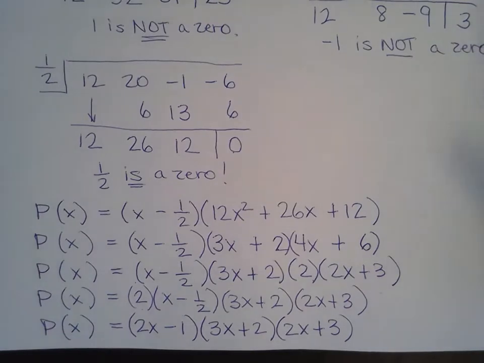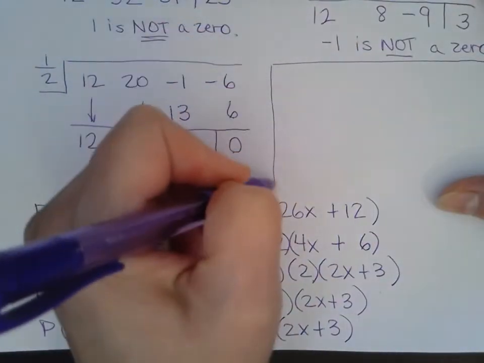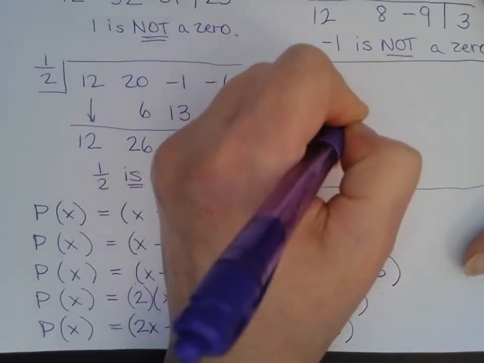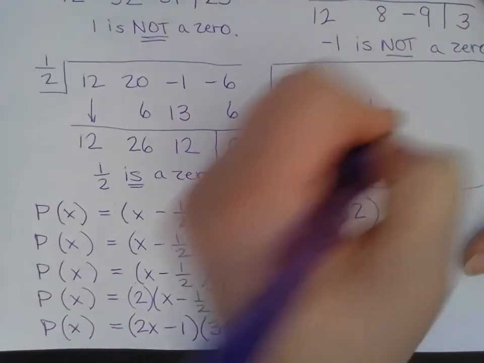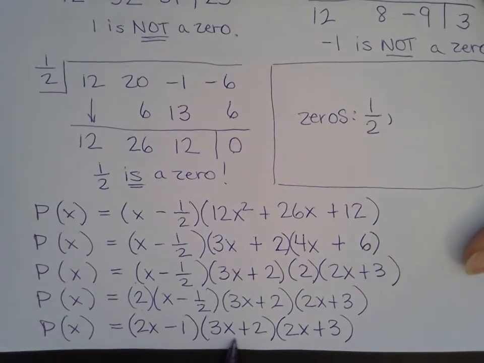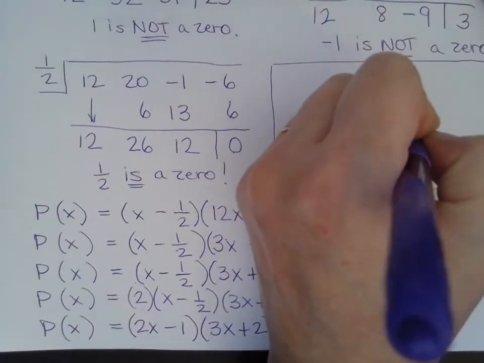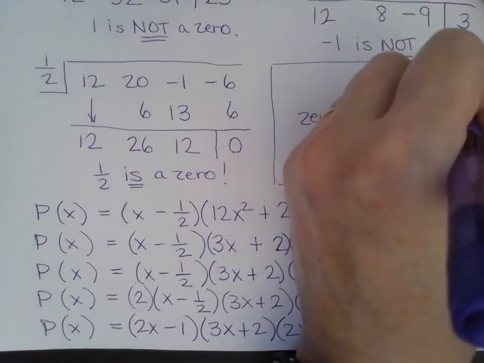Okay. I ran out of space here. Let me put it up here. All right, but if we were to set each part equal to 0, our zeros would be 1/2. If I set this middle one equal to 0, I'd have negative 2/3. If I set this last one equal to 0, I'd have negative 3/2.